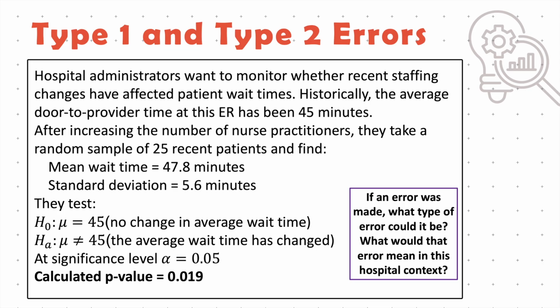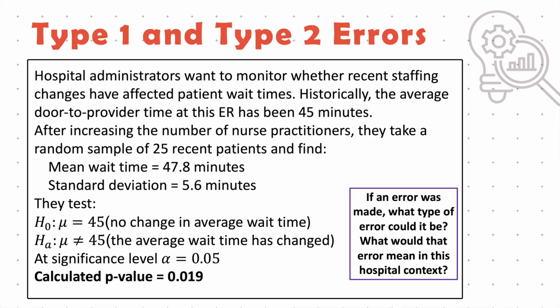In this last scenario here, hospital administrators want to monitor whether recent staffing changes have affected patient wait times. Historically, the average door-to-provider time at the ER has been 45 minutes. After increasing the number of nurse practitioners, they take a random sample of 25 recent patients and find the average wait time is 47.8 minutes with a standard deviation of 5.6. So we're running a hypothesis test where the null hypothesis says there's no change in the average wait time, and the alternative is that it has changed somehow. This is a two-tailed test.